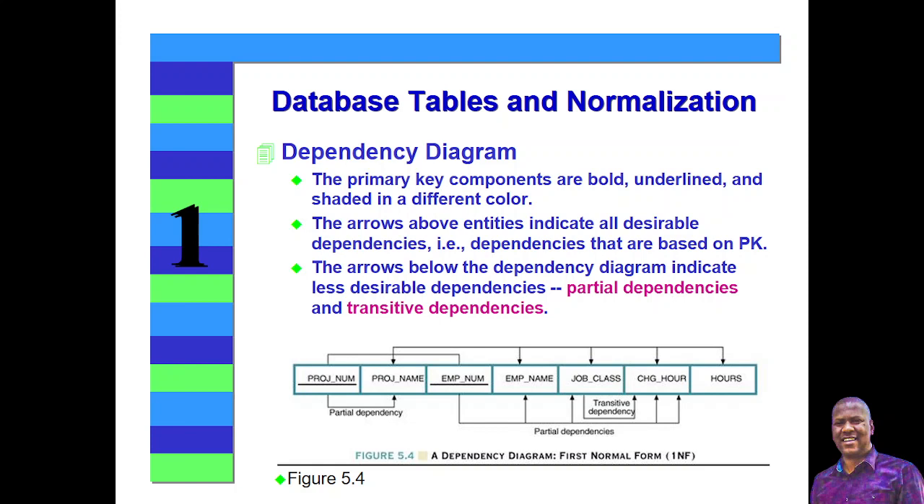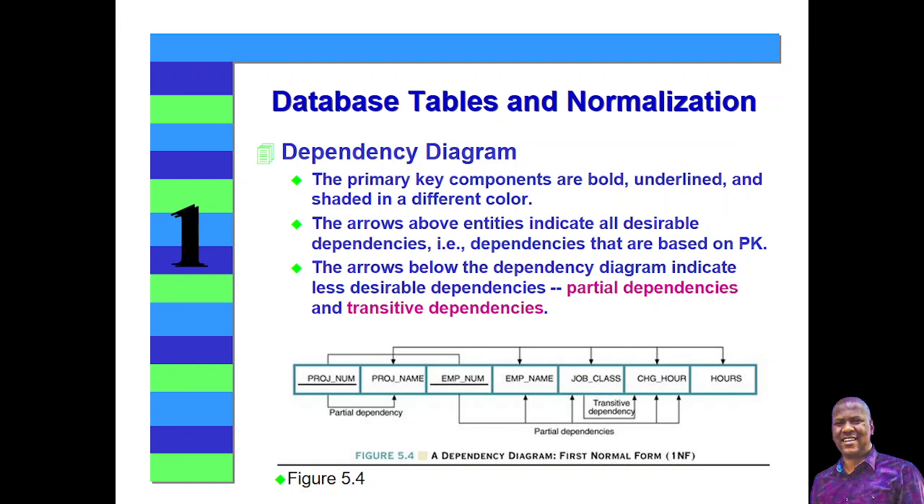The partial dependencies, as you can see, are linked with some kind of arrows, and also we have the transitive dependency and also the partial dependency. Now, all these dependencies, we are going to look at which one is the best and which one we can always eradicate.